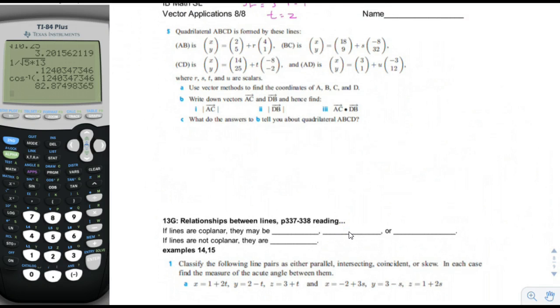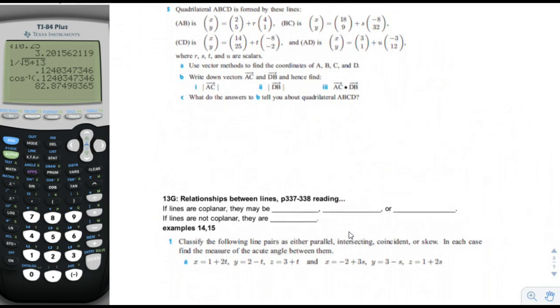Vector Applications, page 8. Quadrilateral ABCD is formed by these lines, where R, S, T, and U are scalars. Use vector methods to find the coordinates of ABCD. This is just like the last problem in the previous page.